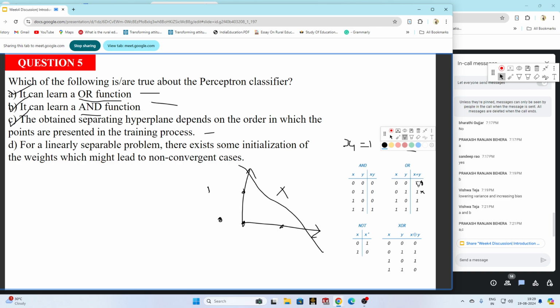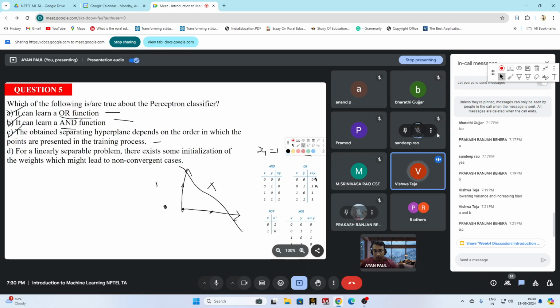I understood this part. Why is D not correct in this question? Okay, option D. Okay, 1 minute.